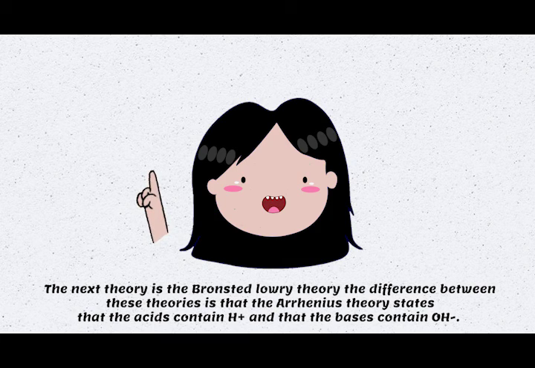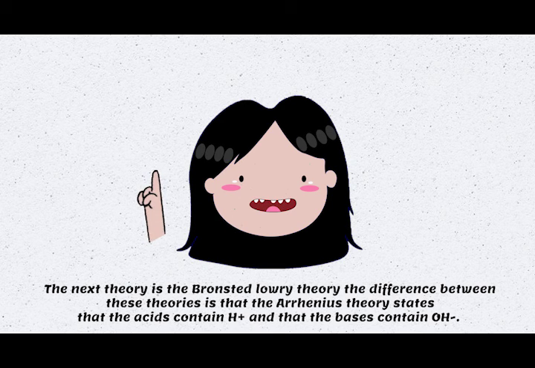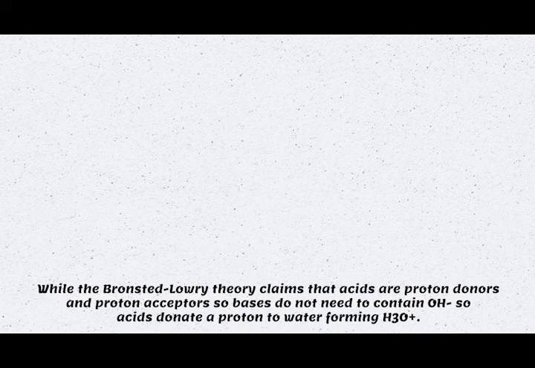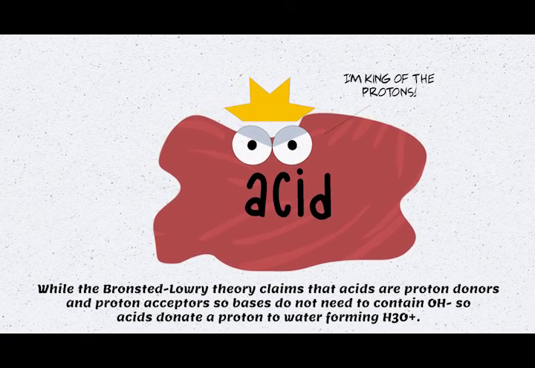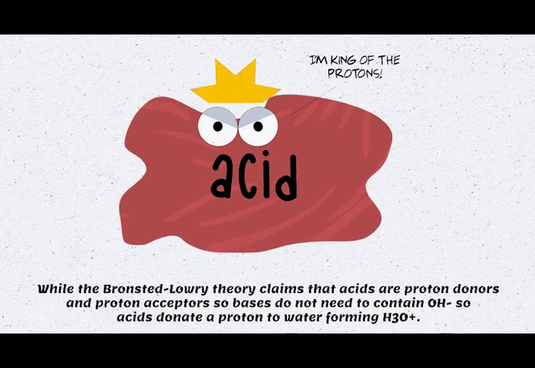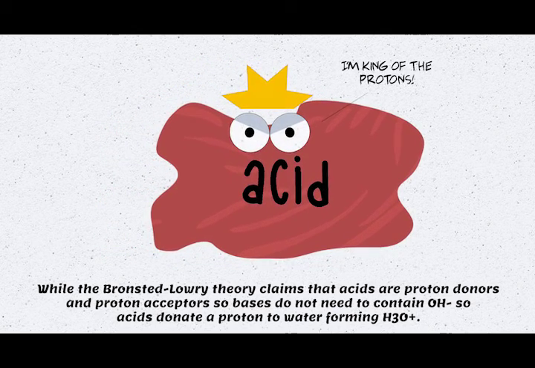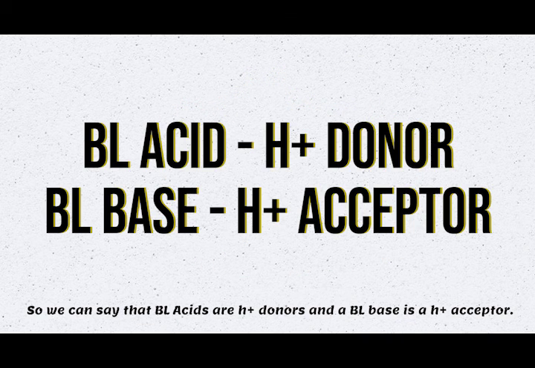The next theory is the Bronsted-Lowry theory. The difference between these theories is that the Arrhenius theory states that acids contain H+ and that bases contain OH negatives, while the Bronsted-Lowry theory claims that acids are proton donors and bases are proton acceptors, so bases do not need to contain OH negative. So acids donate a proton to water, forming H3O+. So we can say that BL acids are H+ donors and a BL base is an H+ acceptor.